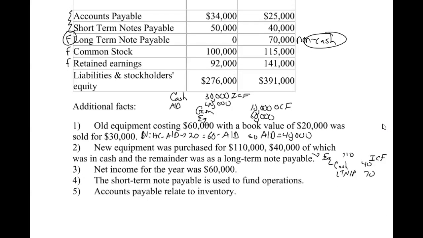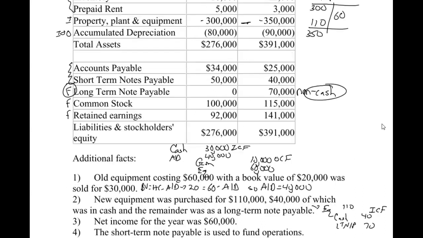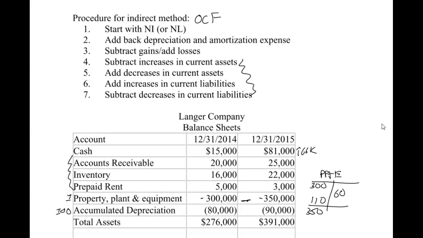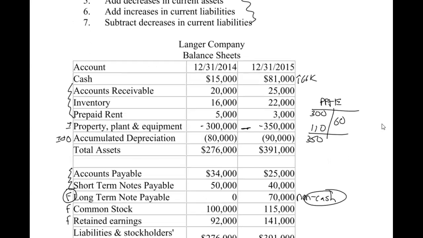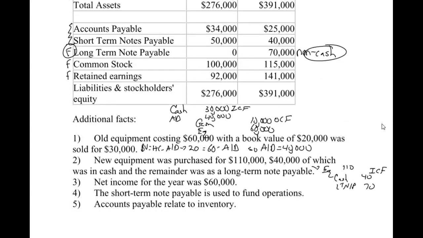Net income for the year was 60,000. Okay, we need that because remember, if you look up at the top here, it says we want to start with net income or net loss. All right, so we have net income of 60. The short-term note payable is used to fund operations. I already put up here that that's going to be in the operating section. That's all that's telling you there. And accounts payable relate to inventory. All right, so not too bad here.